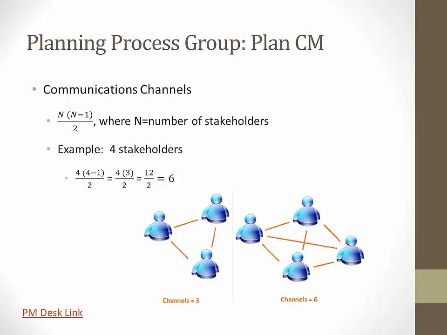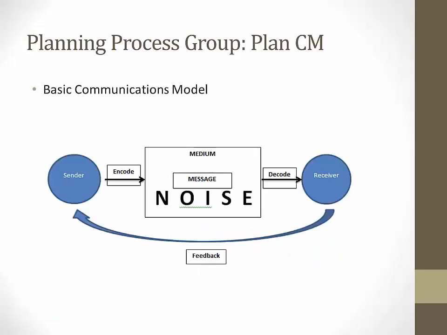So any number that you put into this formula, you're going to get the same result. You can count the lines between, you could do 100 stakeholders and figure out what that is, and indeed it will be the number of those lines.